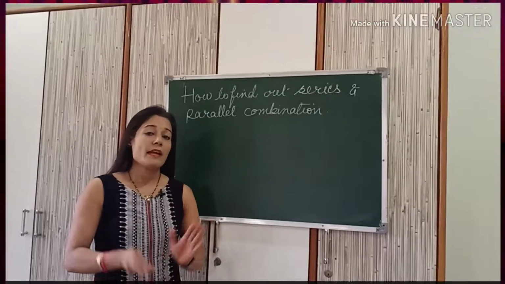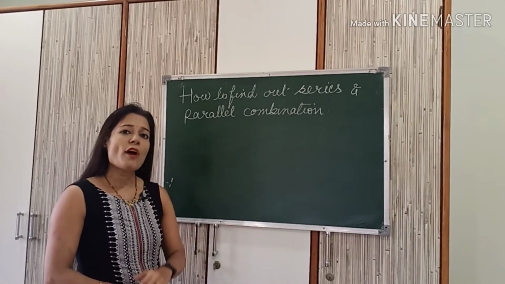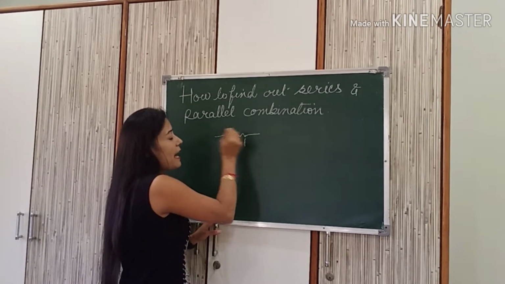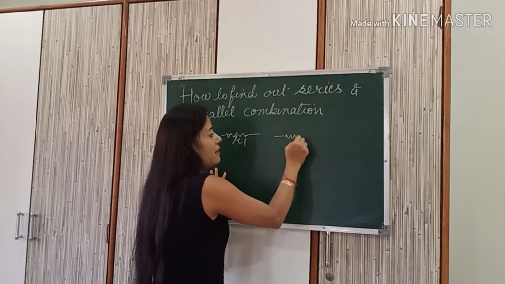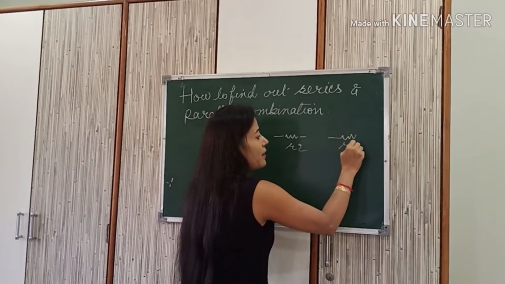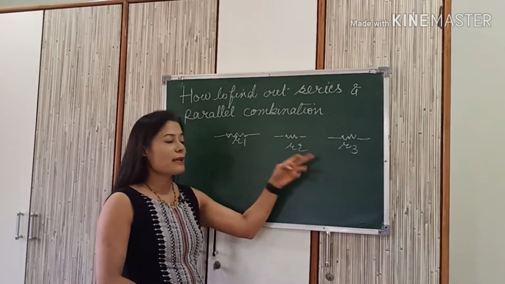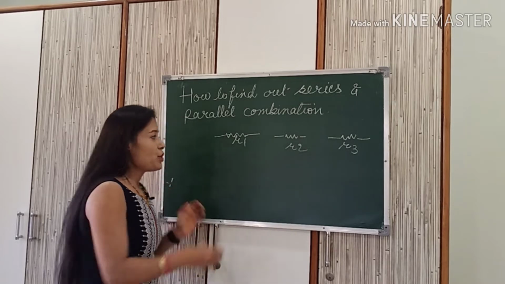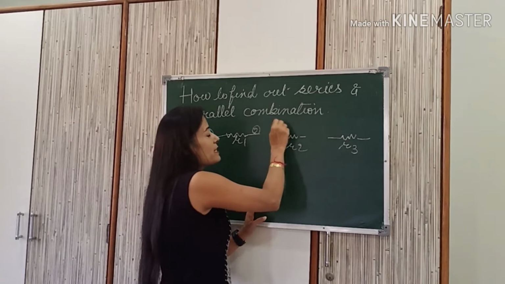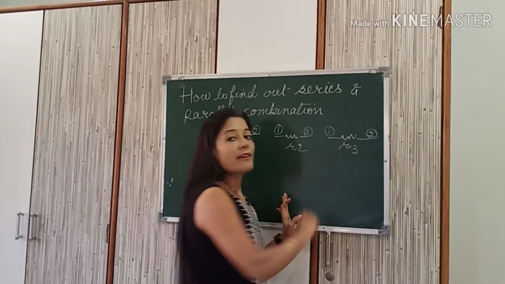Now let's understand the parallel combination of resistances. Suppose you have been given 3 resistances, this is resistance R1, this is resistance R2, and this is resistance R3. So you have to combine or join all these 3 resistances in parallel combination. Now this is the first and second end of resistance R1, this is the first and second end of resistance R2, and this is the first and second end of resistance R3.